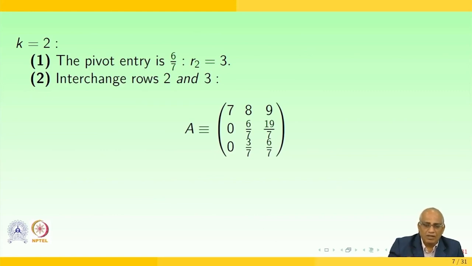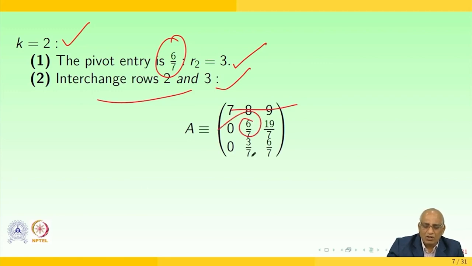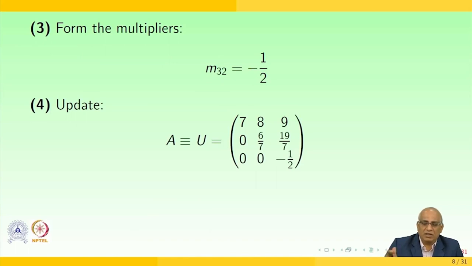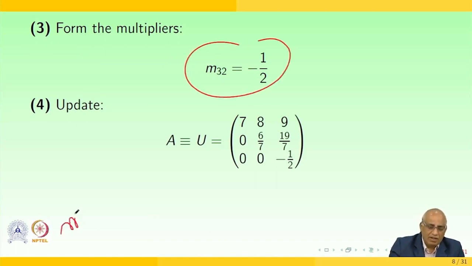So, in the step k is equal to 2, pivot element is 2, R2 is 3, so interchange rows R2, R3. So, you would get it as 7, 8, 9, this will be as it is. So, this is the maximum element in the second row. So, bring this element as a 0. So, R3 minus something times R2, so that this would be 0. That means the multiplier M32 is equal to minus 1 over 2.